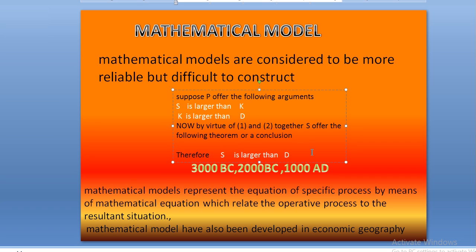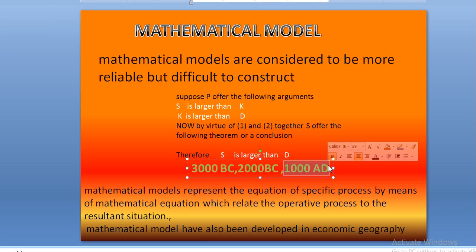Therefore, S is larger than D. The logical validity of this conclusion will not change with the change in time. Logically, it had to be true in 3000 BC, 2000 BC, 1000 BC, and 1000 AD. So the validity of the conclusion does not depend on the specific historical period.